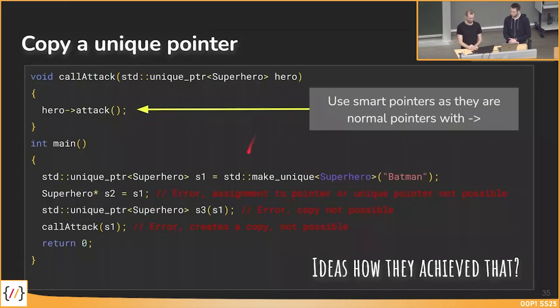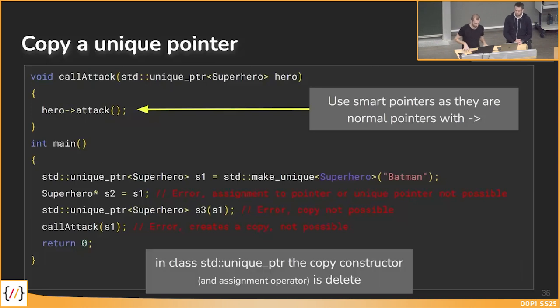Do you have any idea how they achieved that all of this is not possible? So I cannot create a copy of it. Yes. They delete the copy constructor. So in this std unique pointer class, the copy constructor and also the assignment operator, but we will talk about that next time, is deleted. So yeah, it's not possible to create a copy.